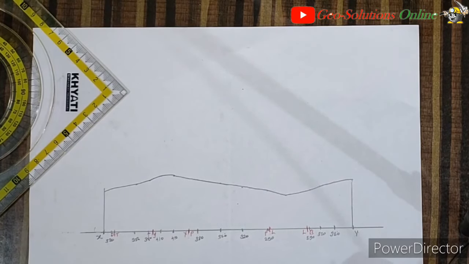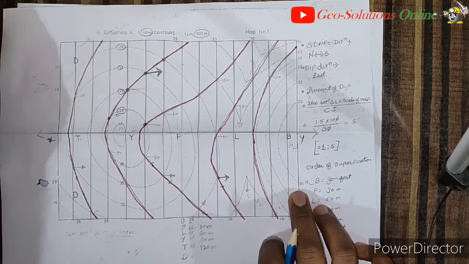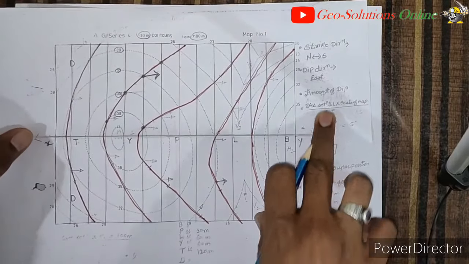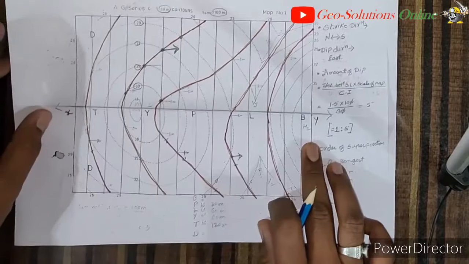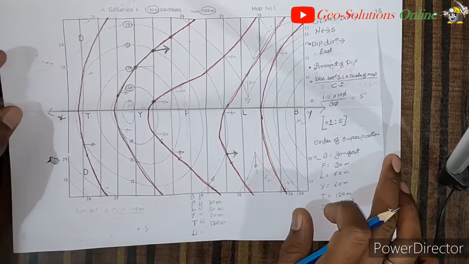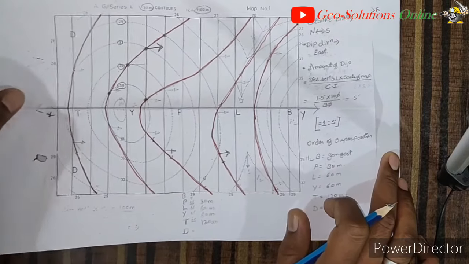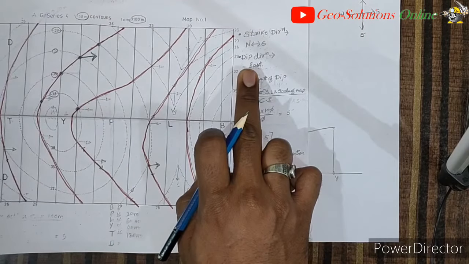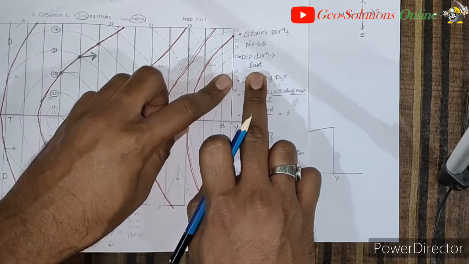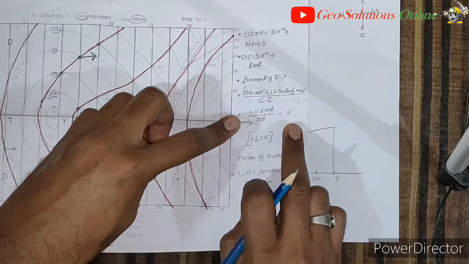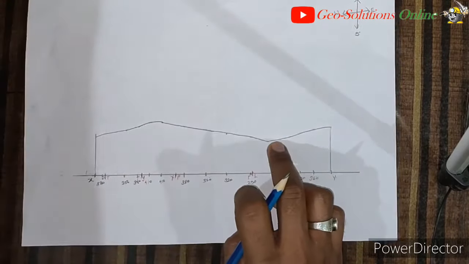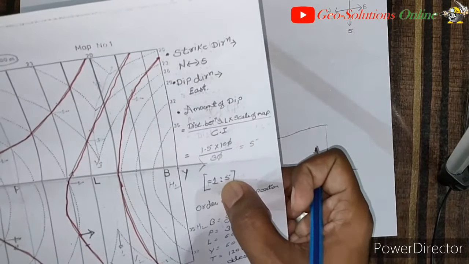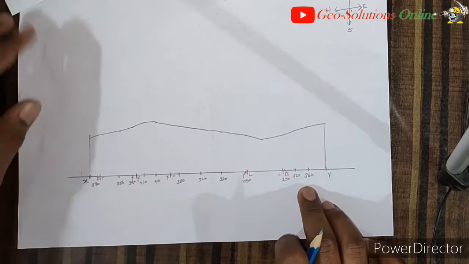Map number 1 contains 2 isolated hills. One is a complete isolated hill and the other one is a half portion of an isolated hill. Dip direction we had already determined. The dip direction means the angle of inclination with respect to the horizontal plane. So the amount of inclination of the beds with respect to the horizontal plane is the dip, and we had already determined the dip direction in the previous lecture. That is, dip direction is towards the east side and the amount of dip is 5. So in ratio we had already calculated the amount of dip is equal to 1:5.